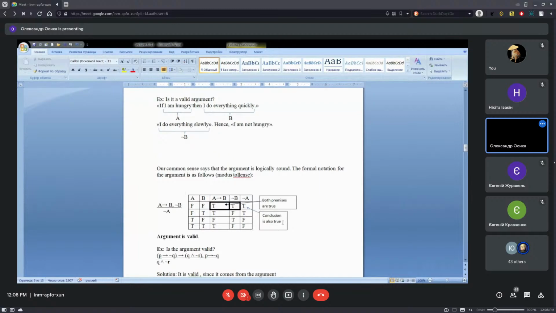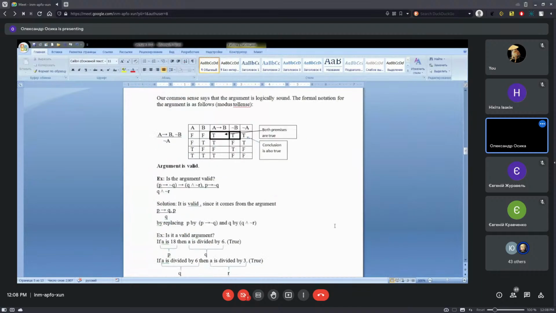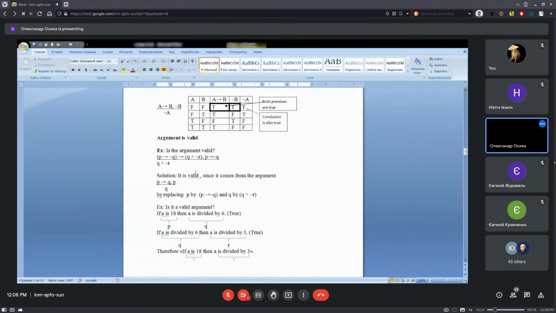So here it is. This argument was built by the pattern of modus tollens. The argument is valid, our conclusion.